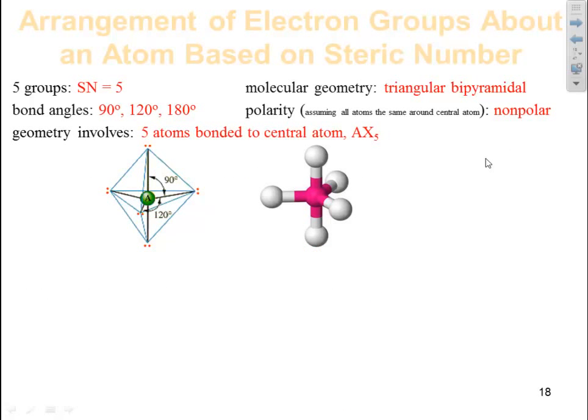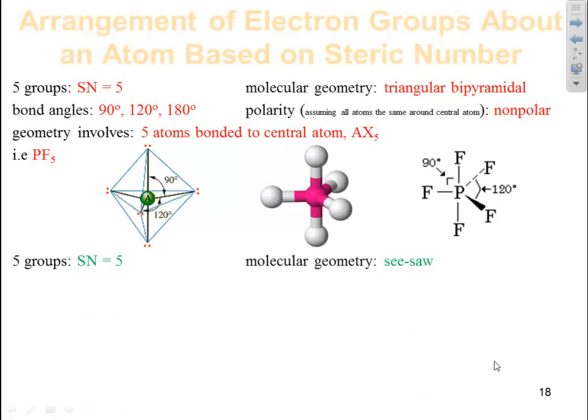This geometry involves 5 atoms bonded to the central atom, an AX5. Example, phosphorus pentafluoride. In this particular one, you got the 2 fluorines in the plane of the paper. You got this fluorine in the plane of the paper. Then this fluorine's going into the paper, and this fluorine's coming out, with all the ones in the middle 120 degrees apart, and then 90 degrees between those F's.